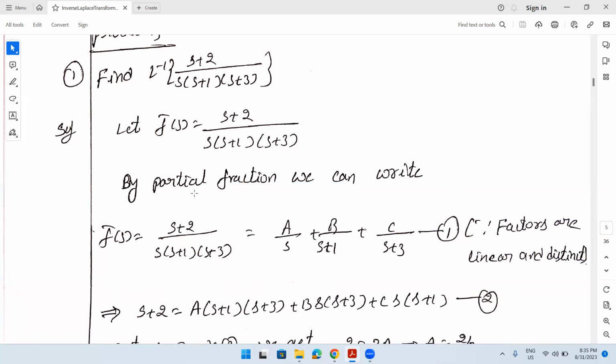If we know the partial fraction, after doing the partial fraction, the problem is nothing. Just directly apply the basic formula. Partial fraction is the main thing in this type of problems.